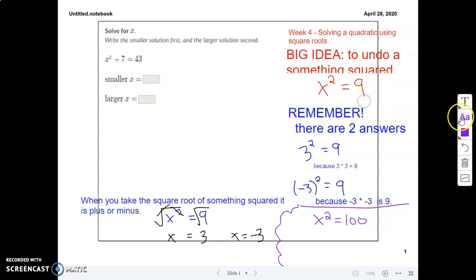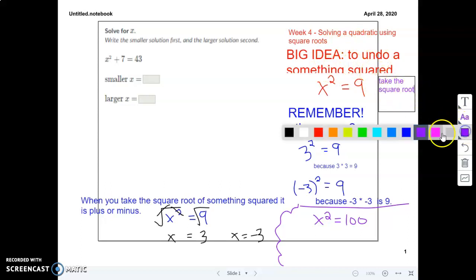I can't believe I did that. Okay, let me undo this. Let me just, okay, take the square root. Yeah, make sure you have this copied down up here if you don't. So to undo something squared, you take the square root. I wonder if that color will change. Oh, it does. Perfect. It's all red.